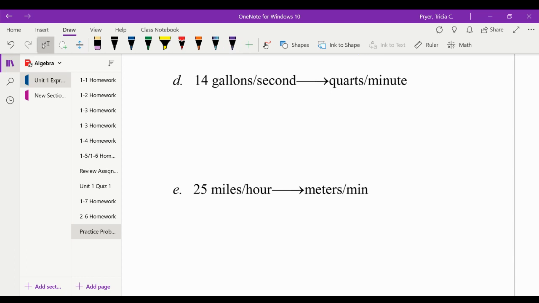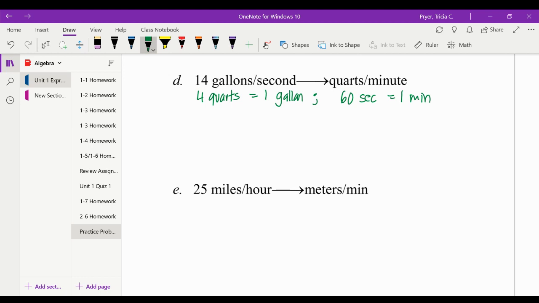All right, this one we're converting a rate. So this one is going to be like twice as many conversions. We're going to start with gallons, and we're going to change gallons to quarts, and seconds to minutes. So there's 2 things going on here. First conversion factor you need to know is that there are 4 quarts in 1 gallon. The other one you need to know is that there are 60 seconds in 1 minute.